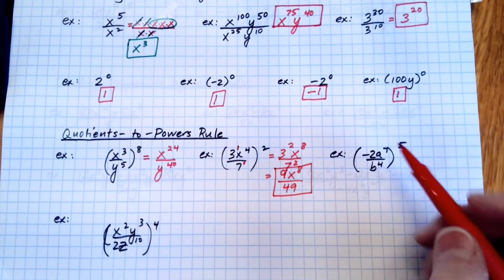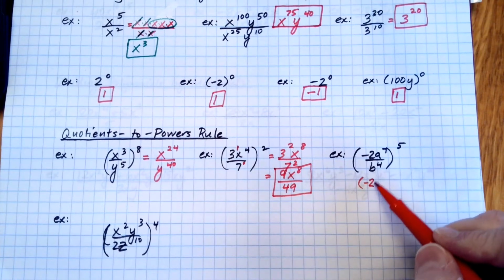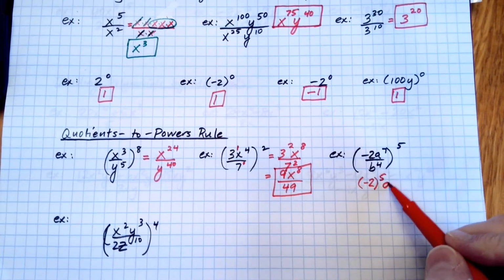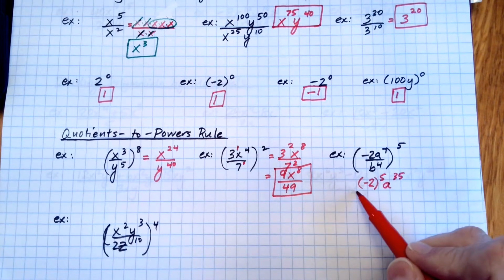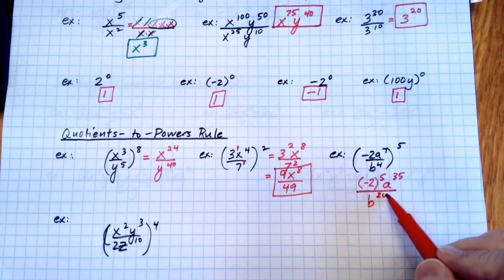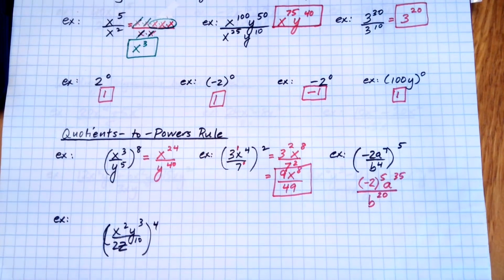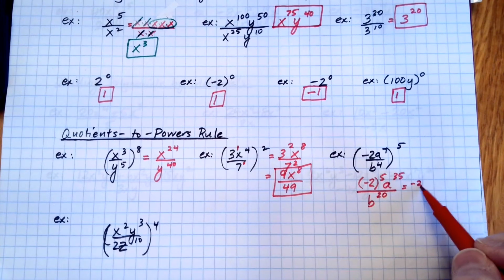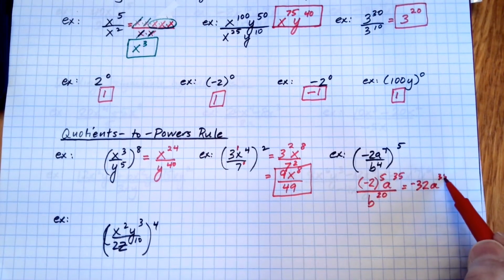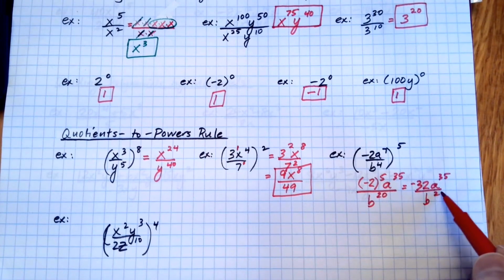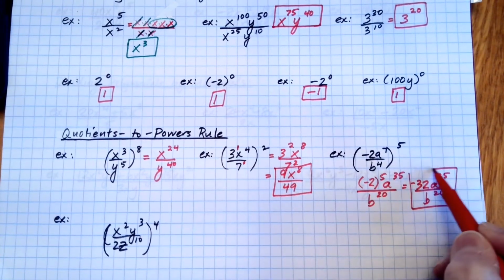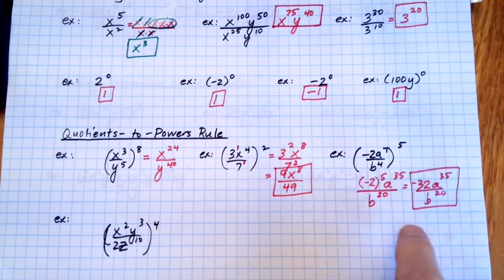All right, here I have minus 2 raised to the 5th, a to the 35th, all over b to the 20th, minus 2 to the 5th. So I have a negative number raised to an odd power is going to be negative. So this is going to be minus 32, a to the 35th over b to the 20th. If you think about multiplying those out, that's minus 2 times minus 2 5 times. And 5 is an odd number of negative signs, so the answer is automatically negative.